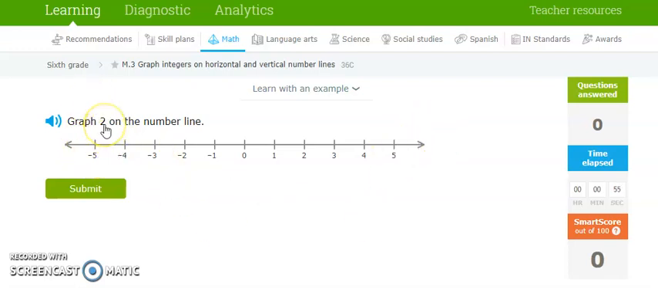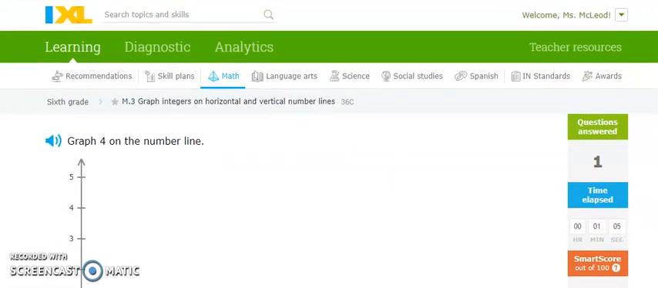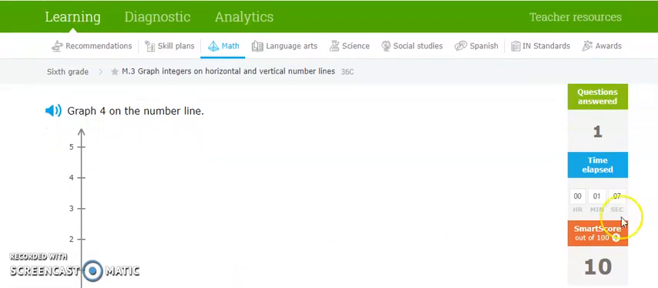This first one's pretty straightforward. I just need to find the number 2. So I can start at 0 and I can see, oh, that's my number 2. That's a pretty easy one. Let's check it. And yep, we got it right.